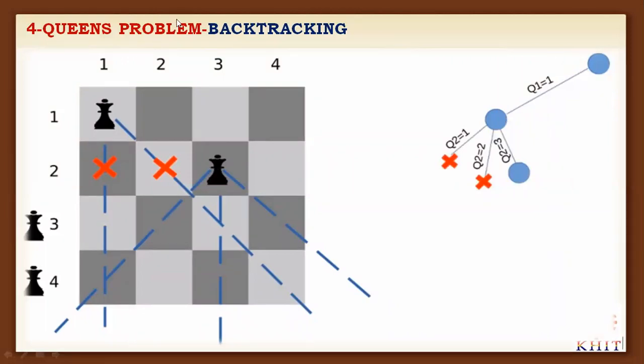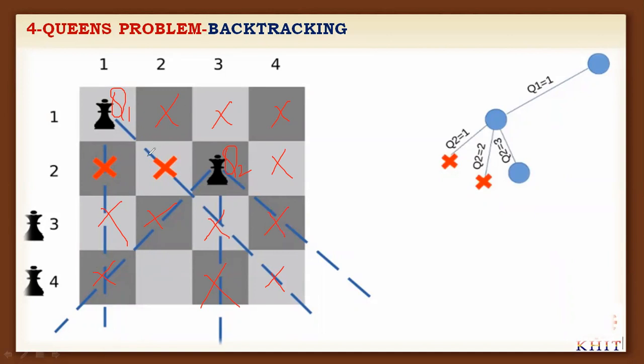So here I have already placed the first queen here and the second queen here. When I place the first queen, the first row, first column, and all diagonals are not possible. When I place the second queen here, the second column, second row, and the diagonals of Q2 are also not possible.